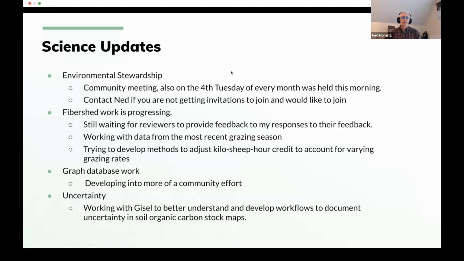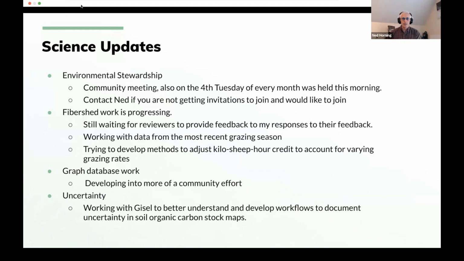Last month, I mentioned the graph database work that we're doing in Regen, and right now we're expanding that out to more of a community effort. I think everybody in Regen right now is really focused on just getting credits on chain. So instead of having it become a focus project within Regen, we thought it'd be better to get it out into the community, and there are a few other groups that are doing something very similar. So it makes sense to collaborate on this and make it a community effort. So that's developing slowly, but it is developing.